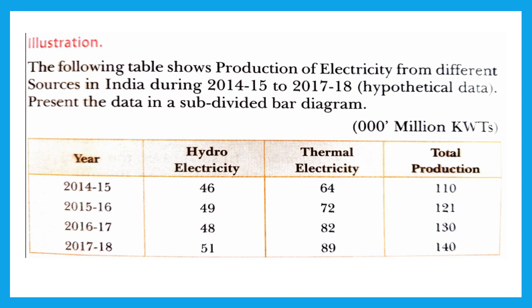See with the help of an example. This is the illustration. The following table shows production of electricity from different sources in India during 2014 to 15 to 2017 to 18. And this is hypothetical data. You have to present the data in subdivided bar diagrams. Okay, so this is the year. Let us take year on x-axis. Okay, this shows hydroelectricity and this shows thermal electricity, and this is the total production. So total production will be taken as total value, that is total length of the bar, and these will be the divisions in that bar. Okay.